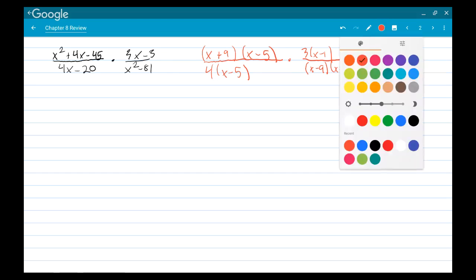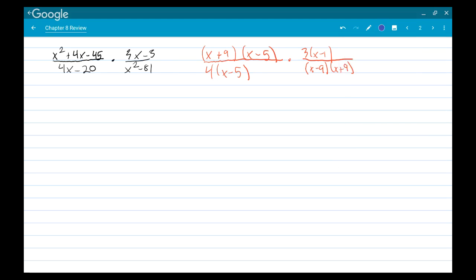So now we're just looking at what cancels. The x plus 9's cancel. We are allowed to cancel diagonally. That is totally okay because they're in the numerator and denominator of the fraction, and it's multiplication. That's the key, it had to be multiplication. We're also still allowed to cancel within that same fraction, so we can cancel the x minus 5's.